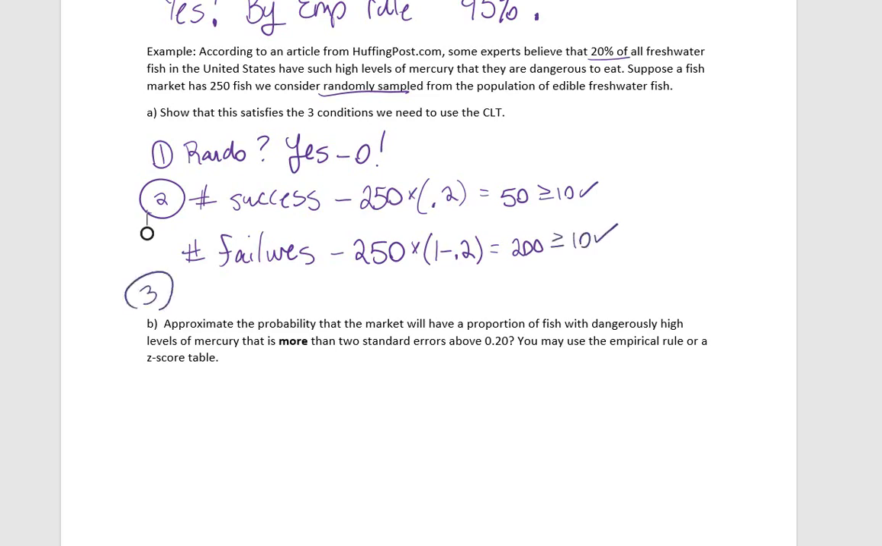Now the third thing is we want to know, is the population of freshwater fish greater than or equal to 10 times our sample? Now, I don't actually know the exact population of freshwater fish in the United States, but I would not hesitate to say that it is much bigger than 2,500. So I'm going to go ahead and say that that is also true.